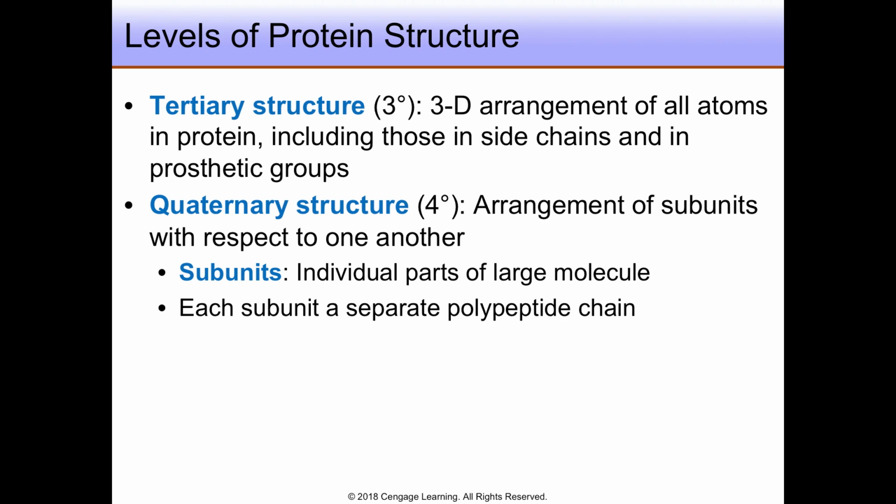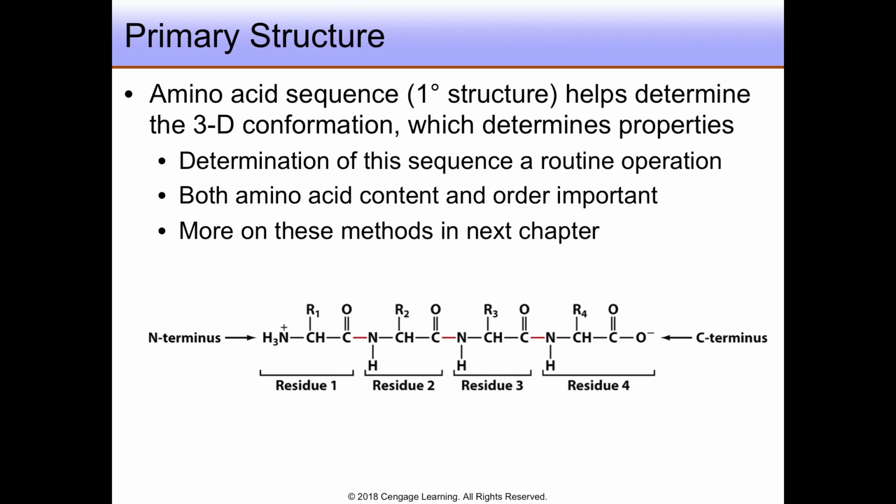Tertiary structure is the final fold of the protein in three-dimensional space, including the position of atoms in the backbone, side chains, and any prosthetic groups. Quaternary structure is only present in proteins that are comprised of more than one subunit or polypeptide chain. The quaternary structure is the arrangement of these subunits with respect to one another.